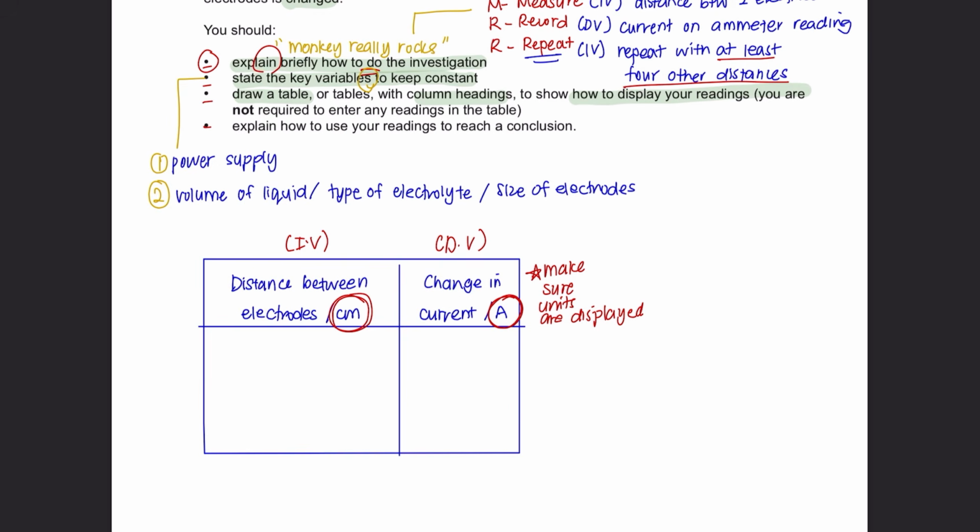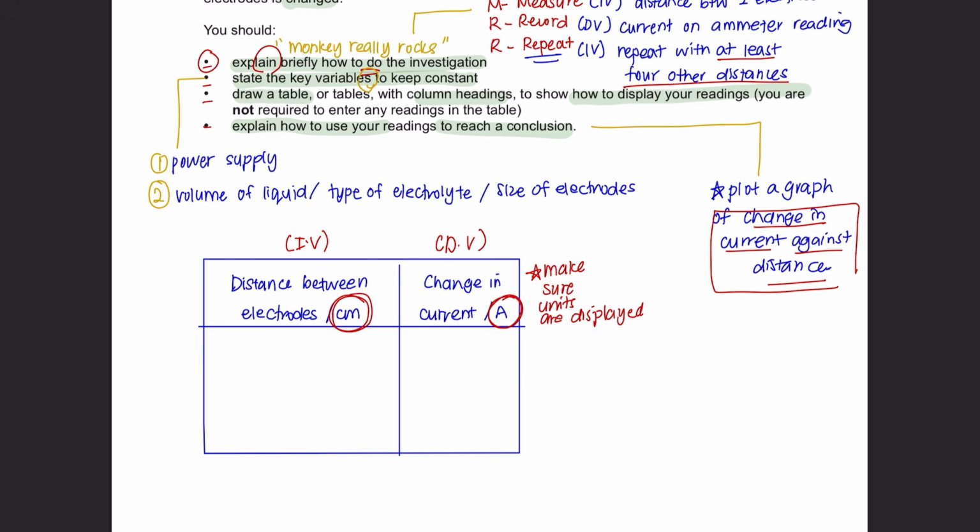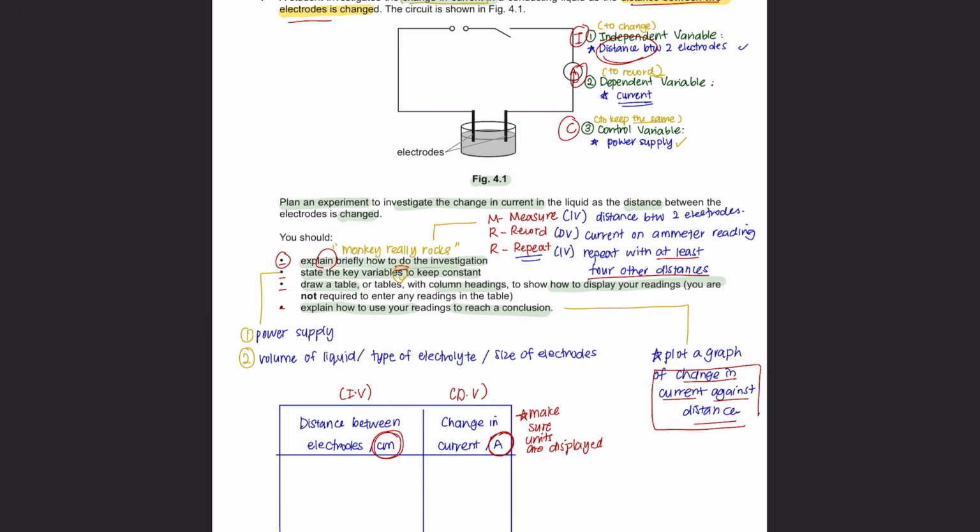Okay, done. Now with the last bullet point, explain how to use your readings to reach a conclusion. This is a very common point that they will ask you when planning your experiment, and the answer is always the same. You should always plot a graph to show your readings. But if you just mention it like this, you will not get a mark. You need to say plot a graph of change in current against distance. So you must always mention the axis of your graph. If you don't, you will not get a mark. Okay, now we can write all of this in our answer space.